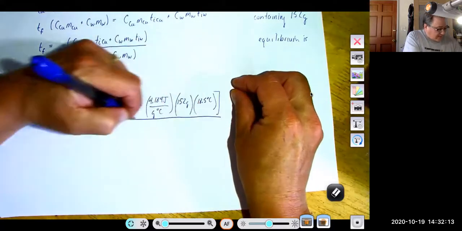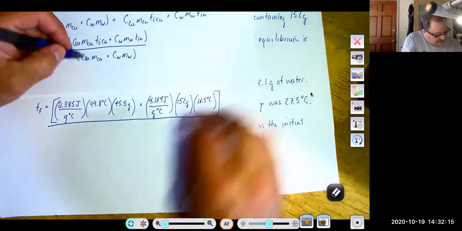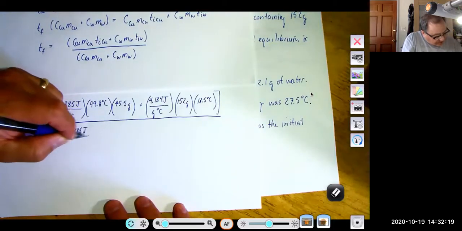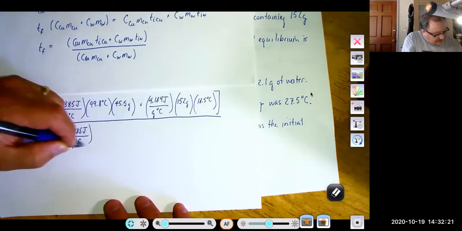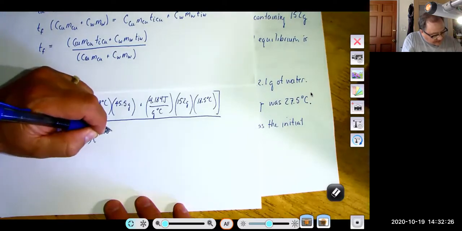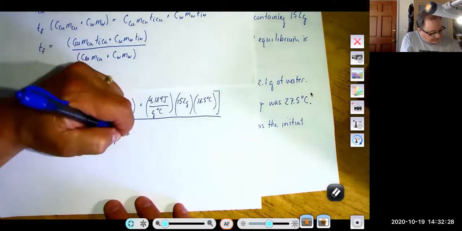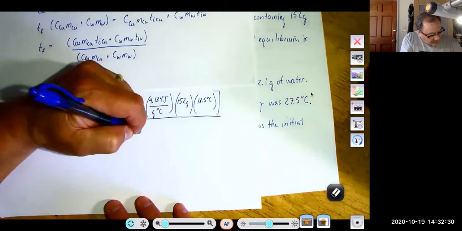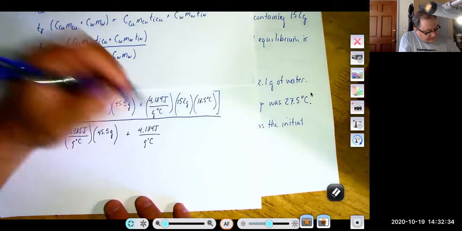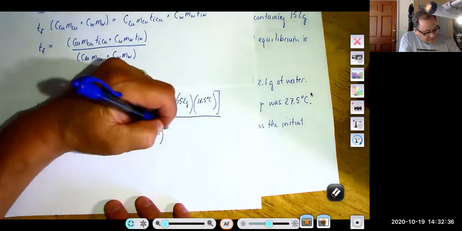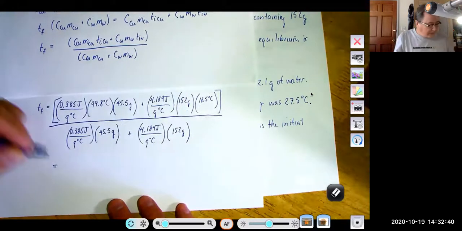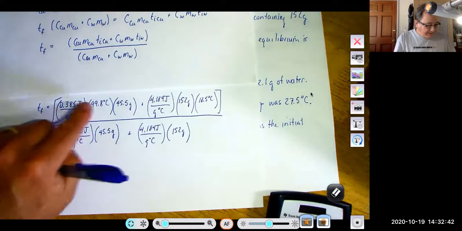So all of that divided by 0.385 joules per gram degrees Celsius, the mass of the copper was 45.5 grams, plus 4.184 joules per gram degrees Celsius, and then times 152 grams. Okay, so let's figure this all out. We'll do it piece by piece.